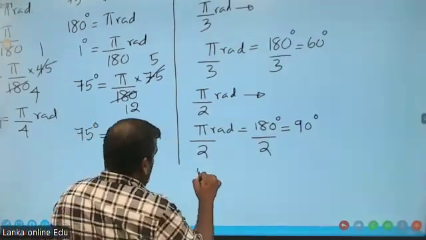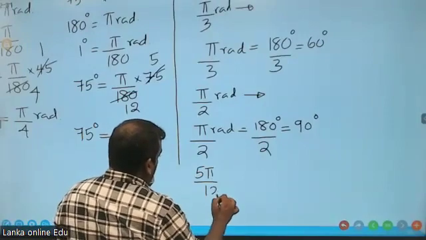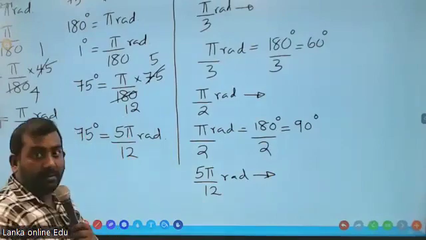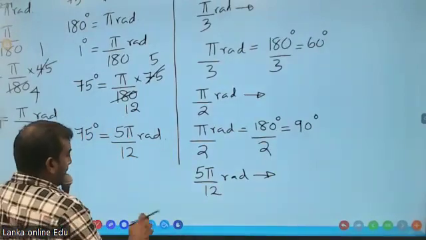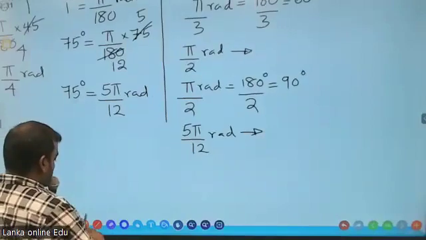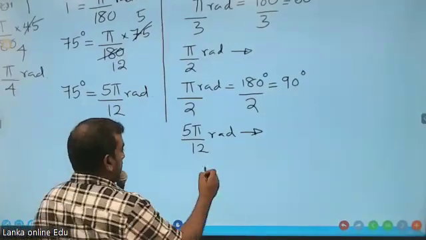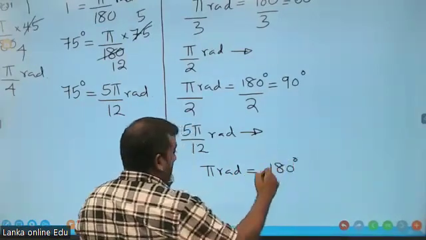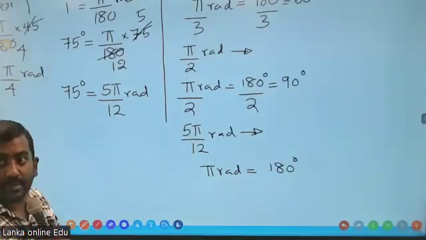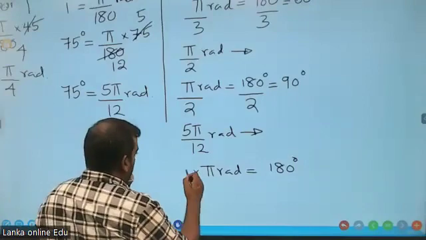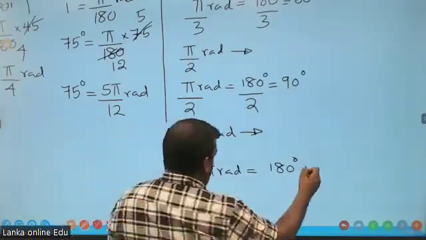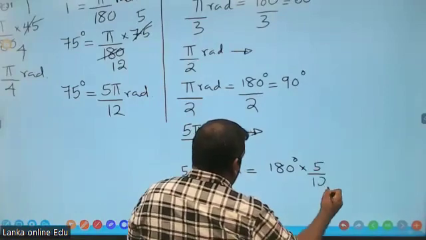Let's say you need to find 5 pi divided by 12 radians. Again basic. Go back to your original equation. What's the original equation? Pi radian equals 180 degrees. If you multiply this side by 5 over 12, then the other side also you multiply it by how much? 5 over 12.